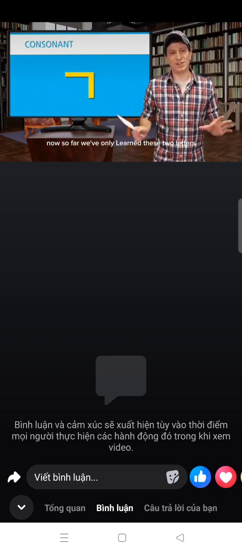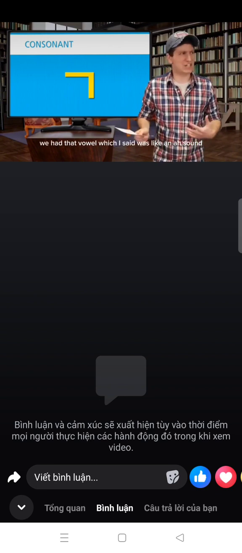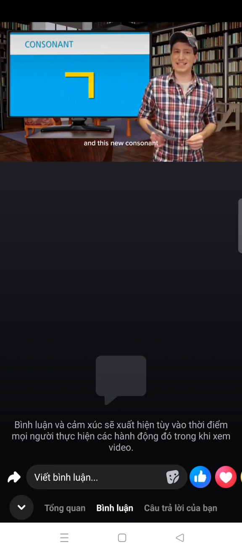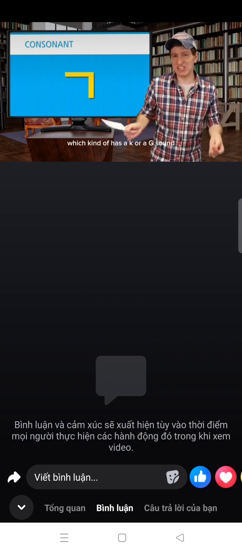Now, so far we only learned these two letters. We had that vowel, which I said was like an "ah" sound, and this new consonant, which kind of has a K or a G sound.